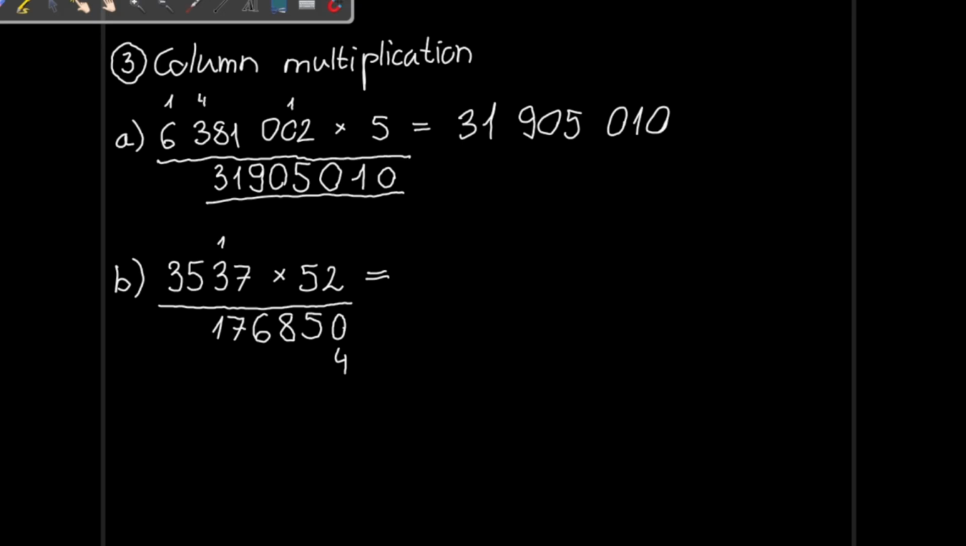2 times 3 is 6, plus 1 is 7. 2 times 5 is 10. And 2 times 3 is 6, plus 1 is 7. Okay, and once we have these two numbers, we need to add them together.